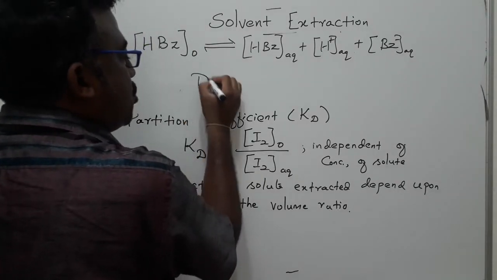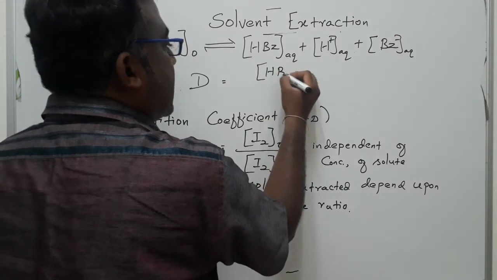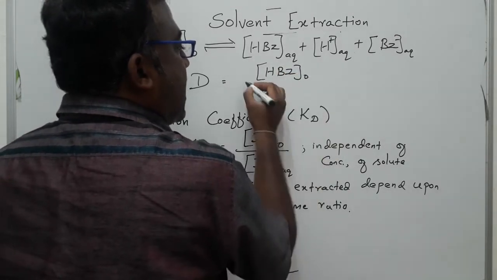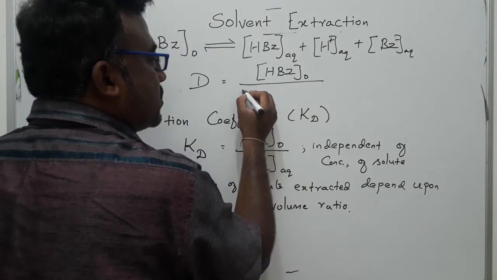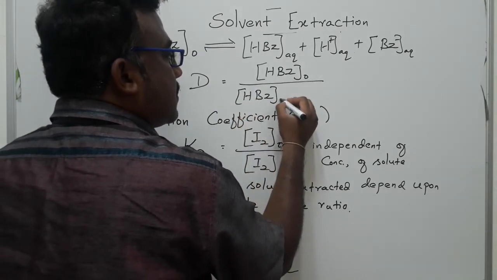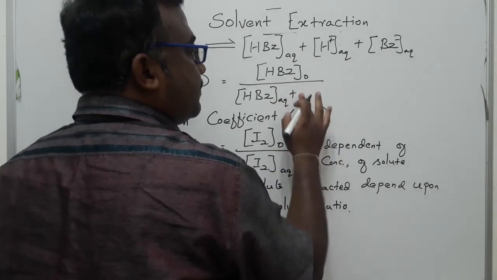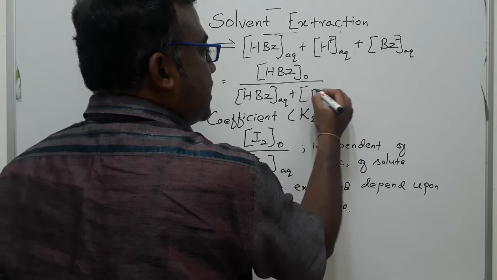Here the distribution ratio will be equal to the concentration of benzoic acid in the organic layer divided by the concentration of undissociated benzoic acid and the benzoate ion in the aqueous layer.